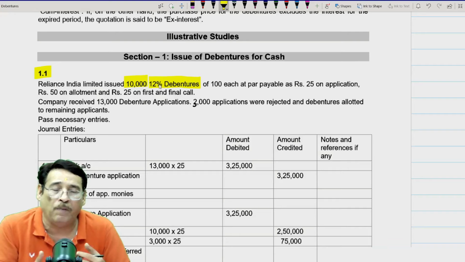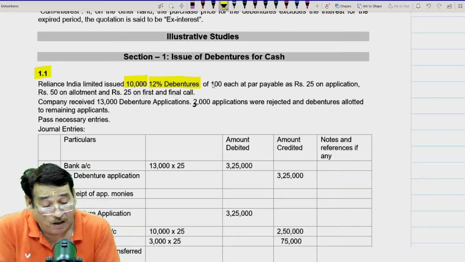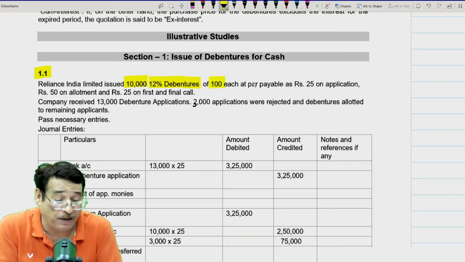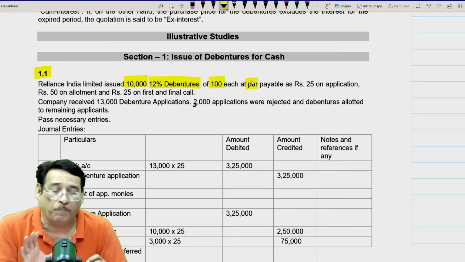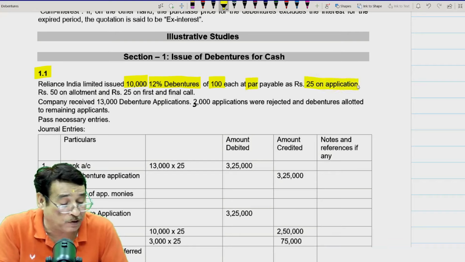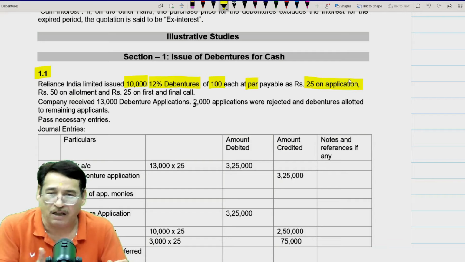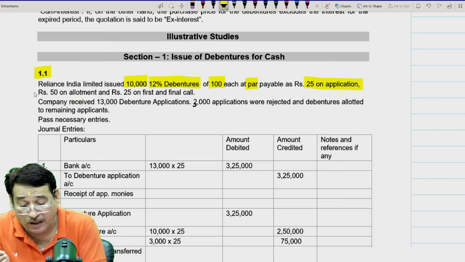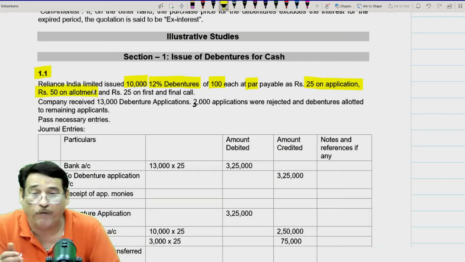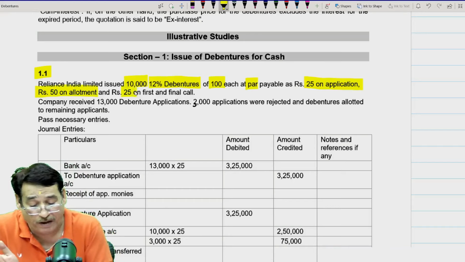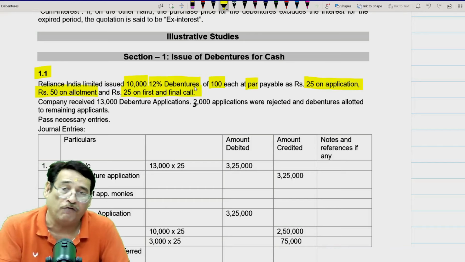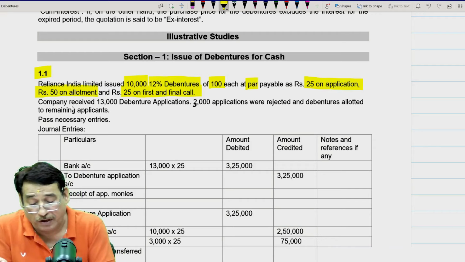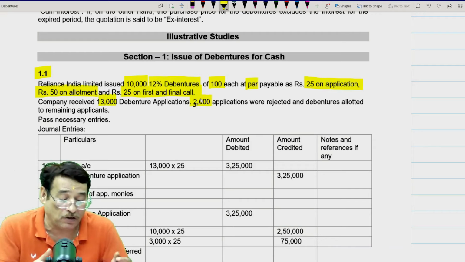That means each year the company will pay you interest. The face value of the debenture is 100. These debentures have been issued at par. Now the first installment is 25 on application, as is the case with shares. Then the second installment is rupees 50 on allotment, and the final call is rupees 25. Further, the question says that the company received 13,000 debentures applications and 3,000 applications were rejected.